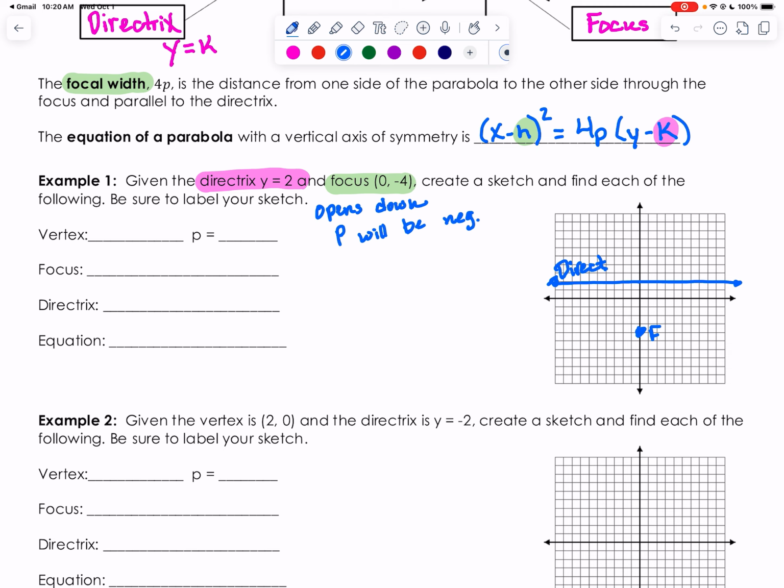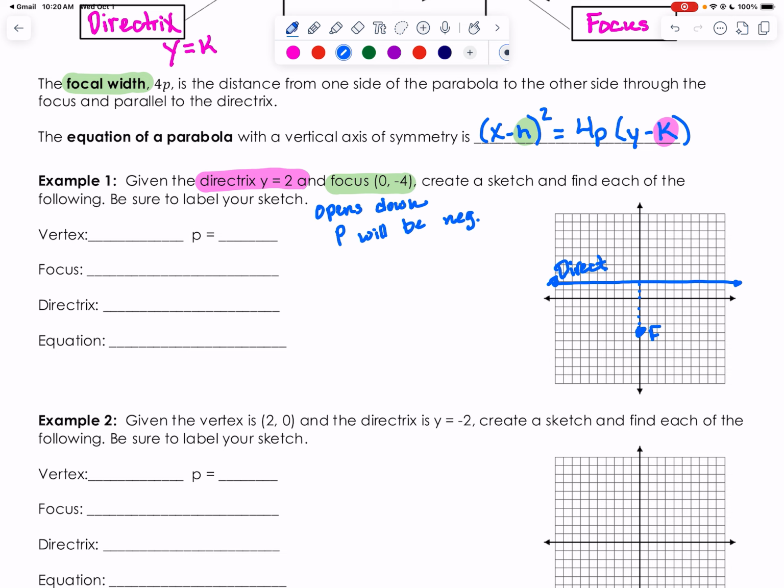All right, now that we've labeled our given information, we can find the rest of the information we need to graph. So the next thing we need to find is the vertex. Now the vertex is always halfway between the directrix and the focus. So let's see how many units they are apart. 1, 2, 3, 4, 5, 6.